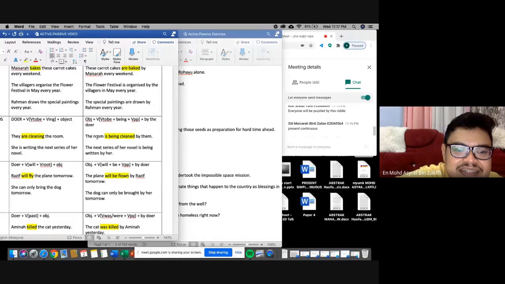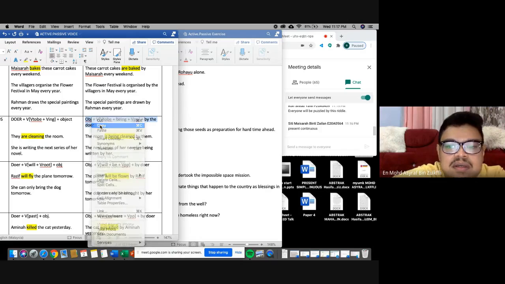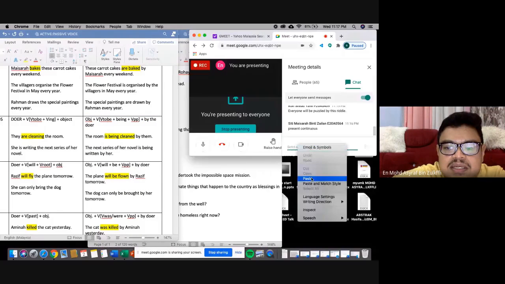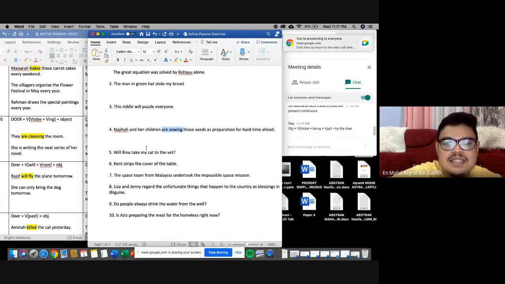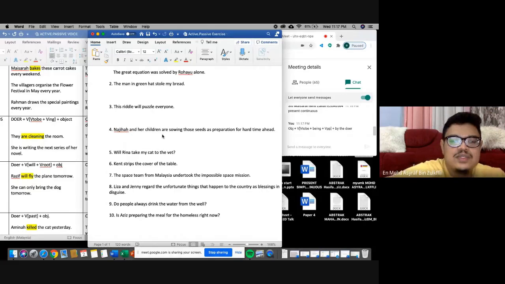So here is the formula for present continuous. Verb to be plus being plus past participle. Verb to be. Okay, so I paste the formula here. Verb to be plus being plus past participle. So which one is the object? Those seeds. Right, okay. Verb to be, being, past participle.